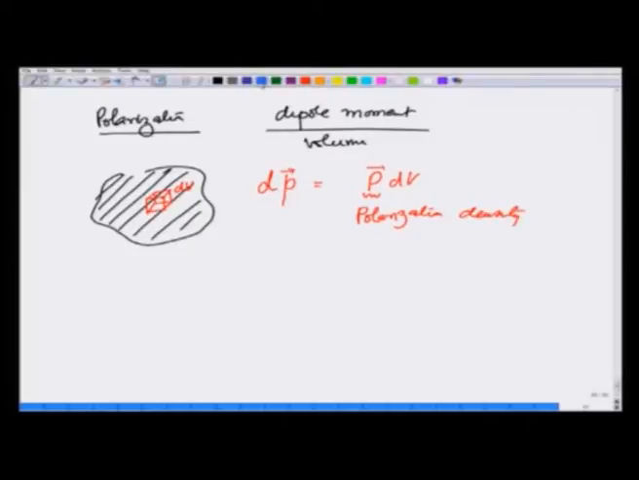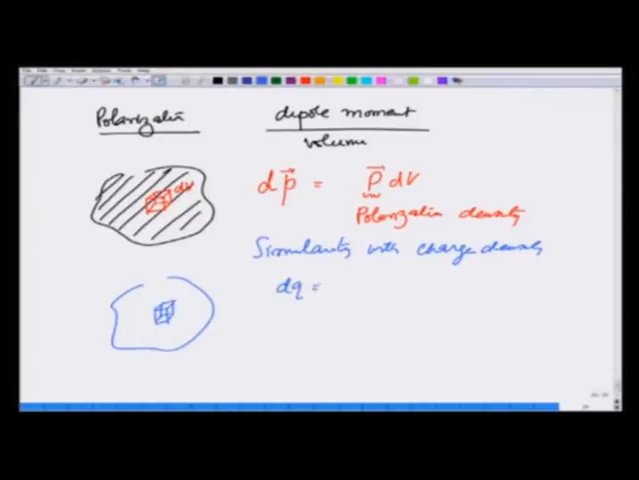See the similarity with charge density. In charge density, what did we have? If I have a small volume, then the small infinitesimal charge in this volume was nothing but charge density times dV. So, in the same manner, I have polarization density P. So, just like the charge is distributed in space, polarization density consists of, let me remove this black line, so that they do not disturb us.